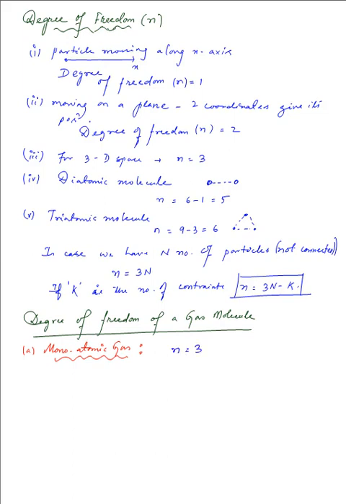n equal to 3, not considering the rotational motion. I'm giving a shorthand to the rotational part. So not considering the rotational motion, we obtain the number of degrees of freedom to be equal to 3. Obviously this is a point mass consideration.